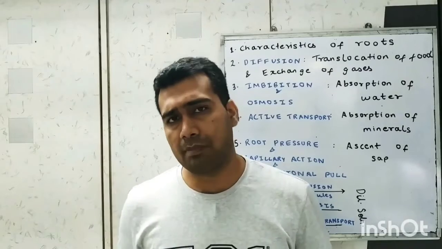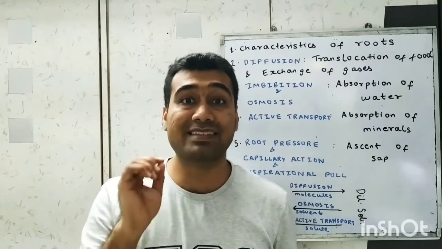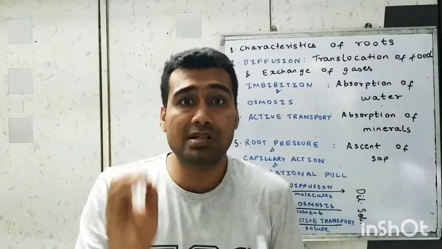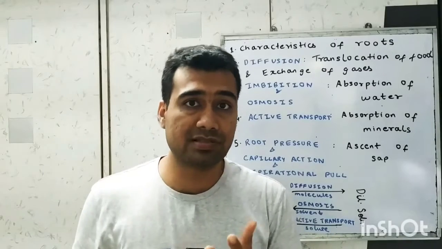The third feature about the root hair is that its cell wall is very thin, so there are practically zero hurdles in absorbing minerals and water.